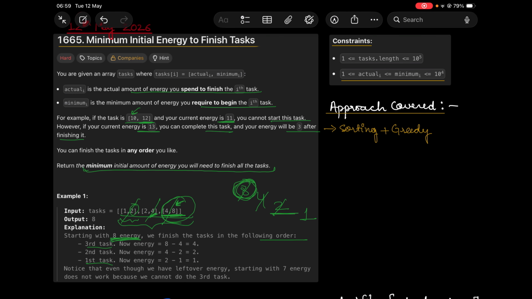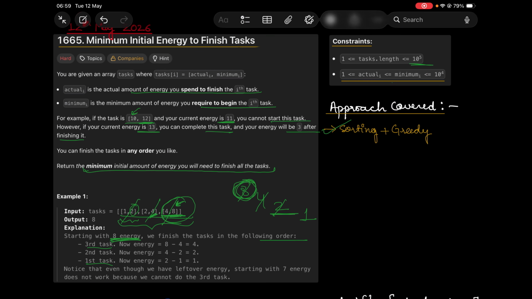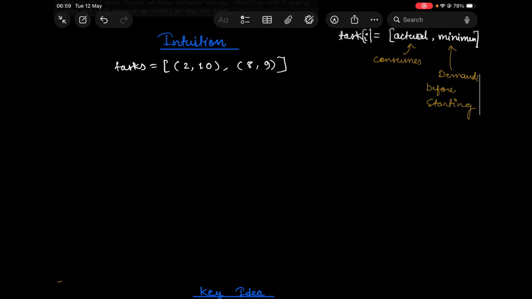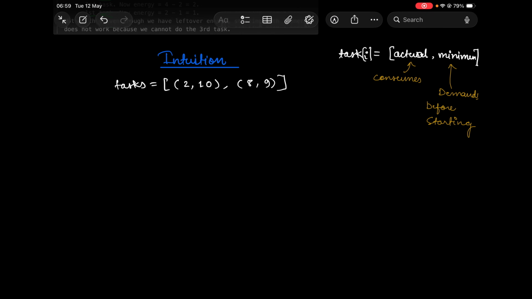Okay, so this is the problem, and the approach that we are going to cover is sorting and greedy. And if you see the constraint, it's 10 to the power 5, and the actual energy that is needed is less than or equal to minimum energy. Okay, now let's understand the intuition. So this task of I holds actual and minimum, which is the actual energy that it consumes and the minimum it demands before it starts.